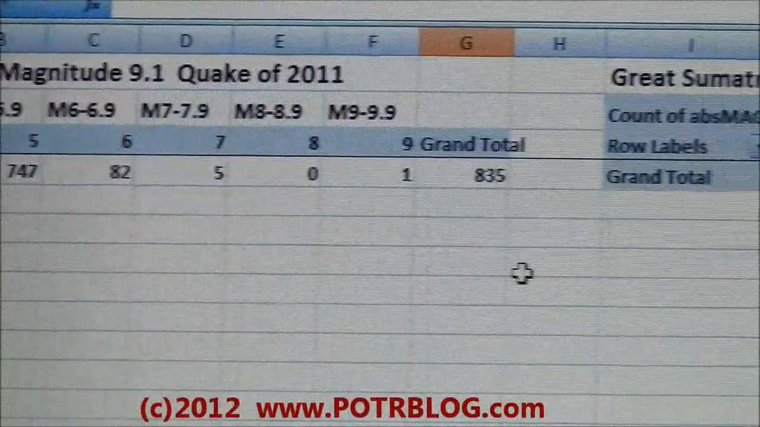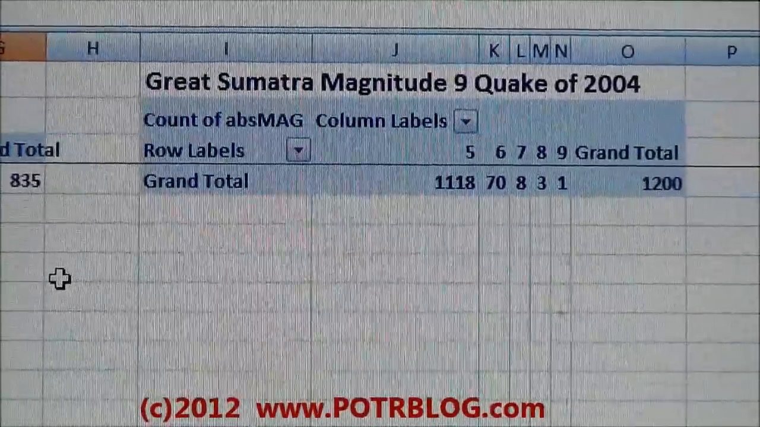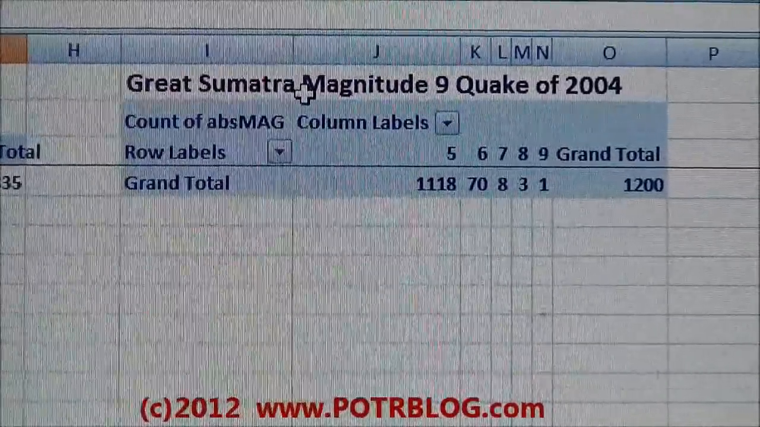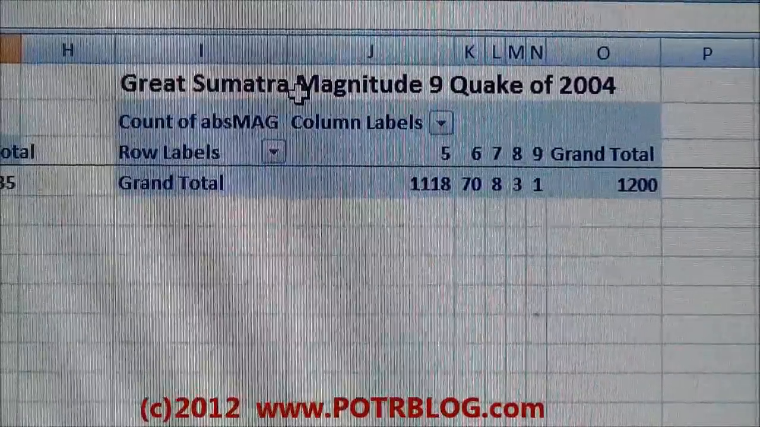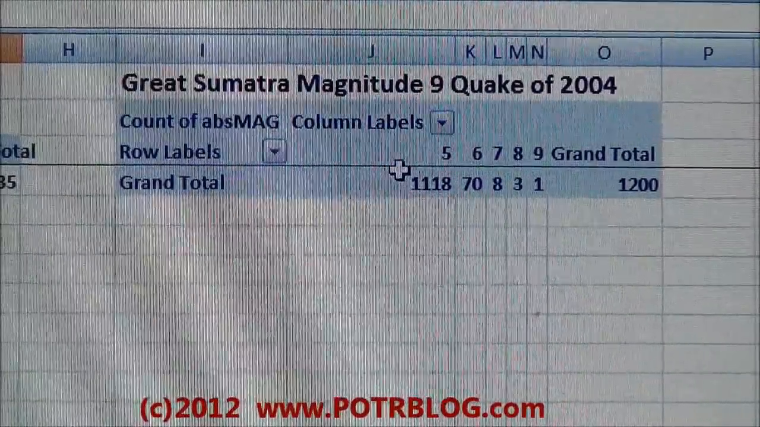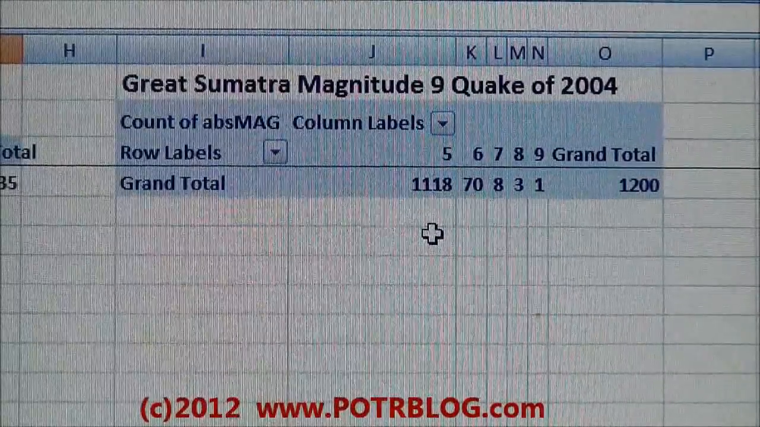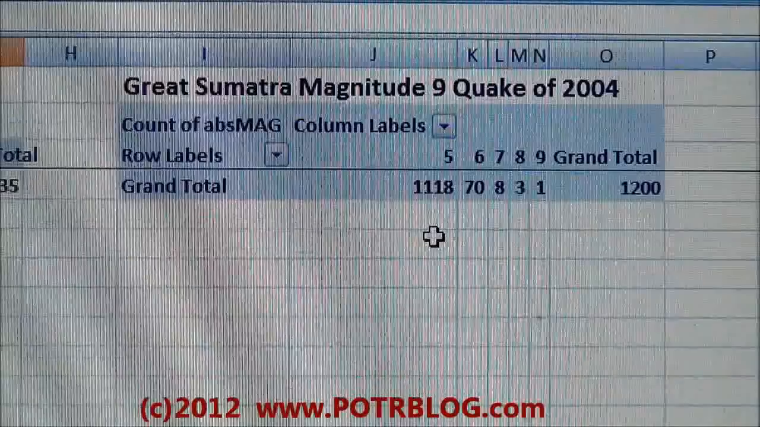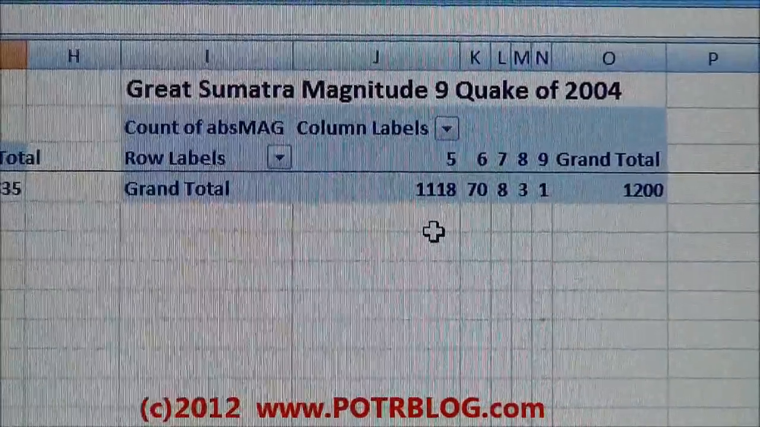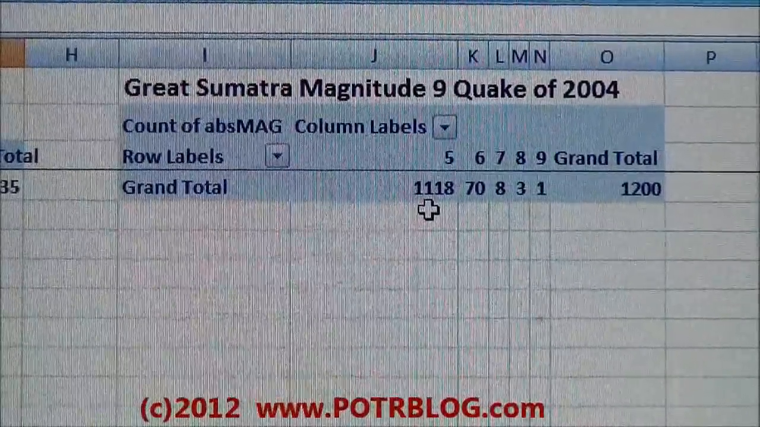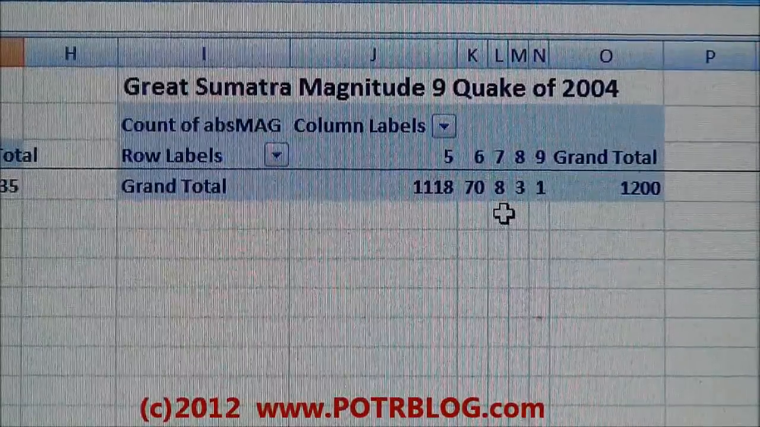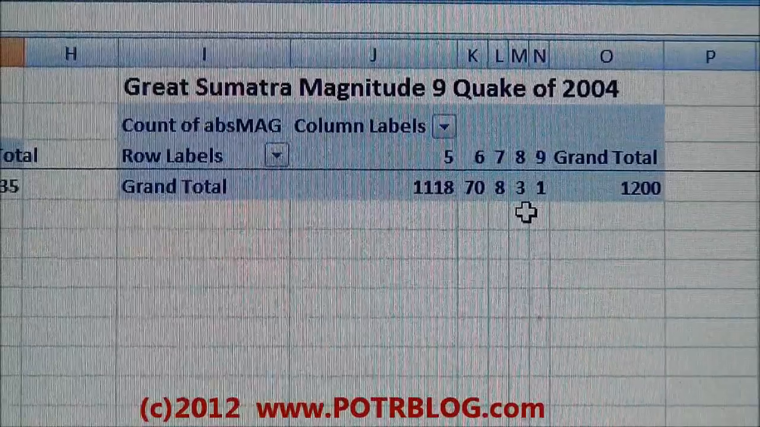And we'll compare this to the only recent magnitude 9 where there's good data, and that's the Great Sumatra quake that occurred in 2004. That's the one that sent the tsunami across Banda Aceh into Thailand and all across the Indian Ocean. Now if you look at that quake, and this has been 8 years since this happened, 8, almost 9, I believe, there's been 1,100 magnitude 5s, 70 magnitude 6s, 8 magnitude 7s, and 3 magnitude 8s.